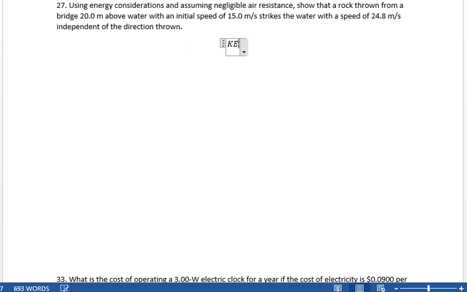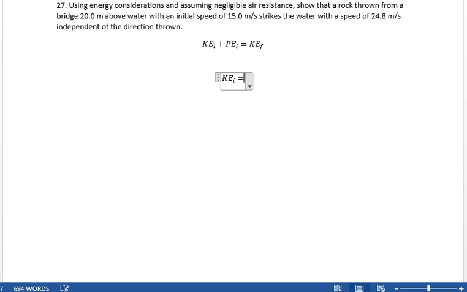So we want our initial kinetic energy plus our initial potential energy, right, equal to our final kinetic energy. Our final potential energy is 0 because we're now down at the water. All right, what is initial kinetic energy? Well, that is 1/2 mass times the velocity squared. Initial velocity squared, right, is 1/2 of the mass. Don't need to know the mass. It's going to cancel out everywhere.